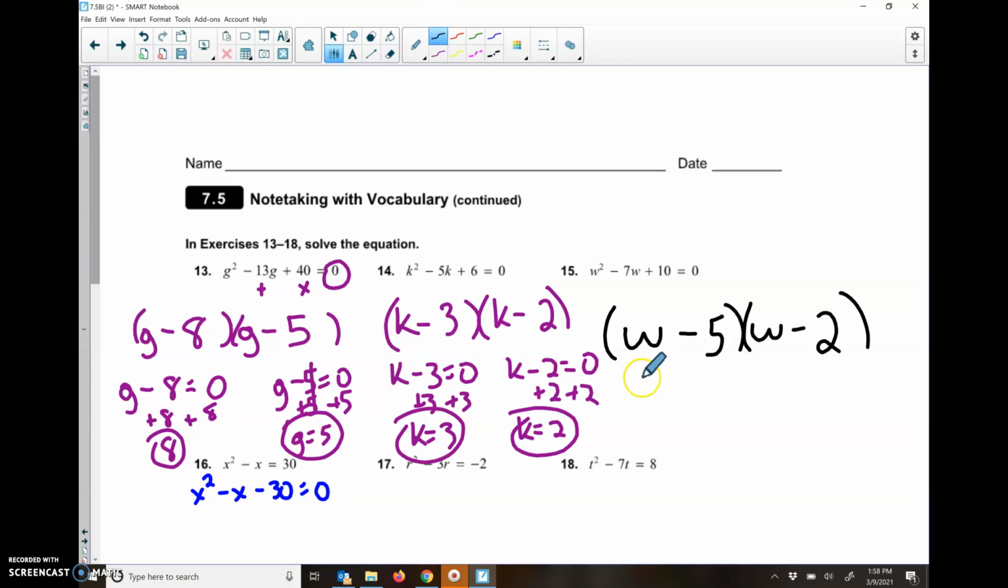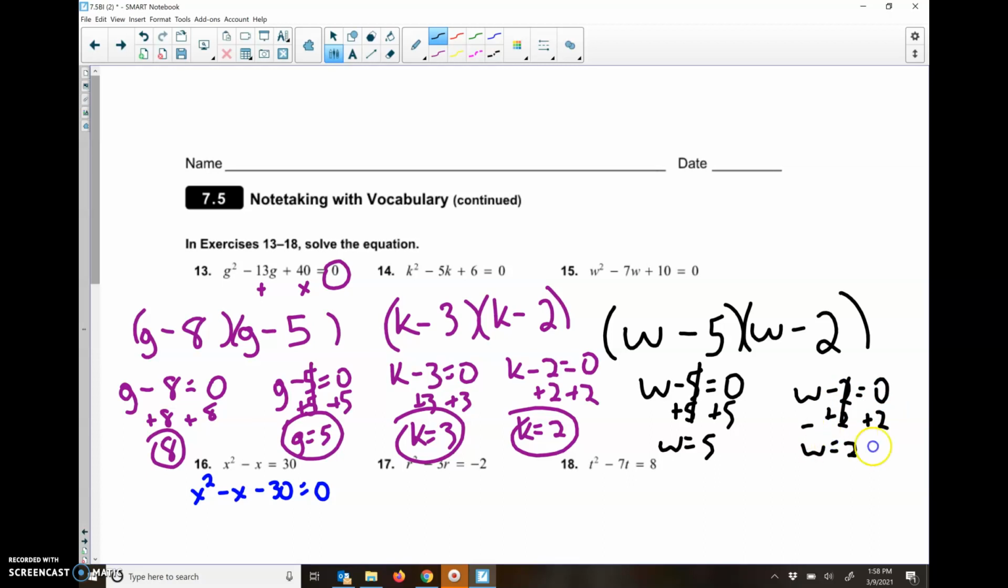So again, if you plug in 2 or 3 to that problem, you would end up getting 0. And then the last one here, w minus 5 equals 0. So add 5 to both sides. So w equals 5 is one answer. And then w minus 2 equals 0. So add 2 to each side. So 2 could be your other answer.